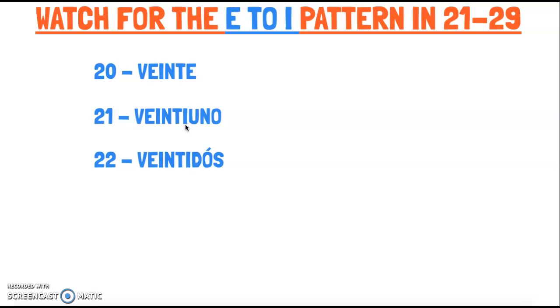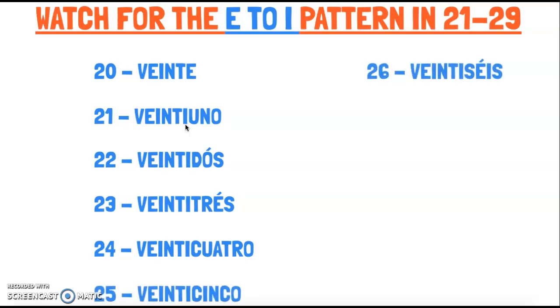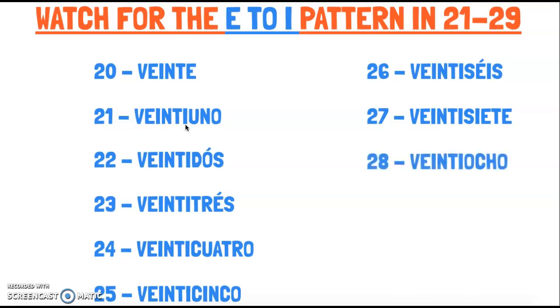22, 23, 24, 25, 26, 27, 28, 29. So those are your numbers 20 through 29. Again, the only way to learn your numbers in Spanish is to memorize them.